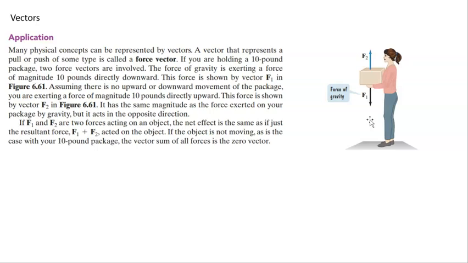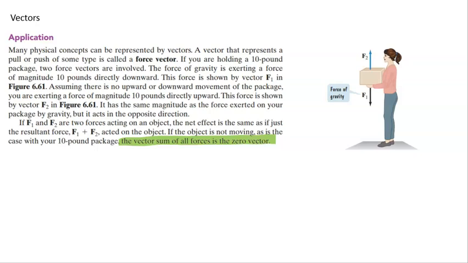Now, here's the trick. If F1 and F2 are two forces acting on an object, the net effect is the same as if just the resultant force F1 plus F2 acted on the object. If the object is not moving, as is the case with your 10-pound package over here, the vector sum of all the forces is 0. So if we added F1 plus F2 together, you would get the resultant force, and that would be 0.